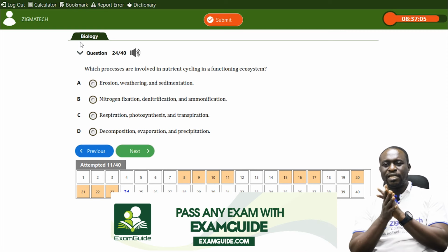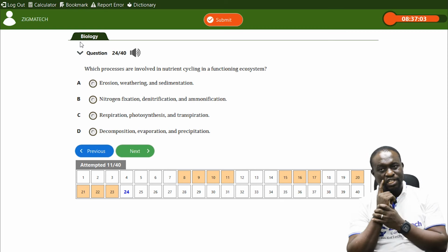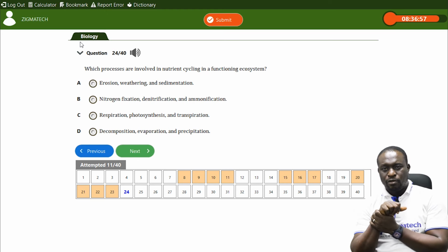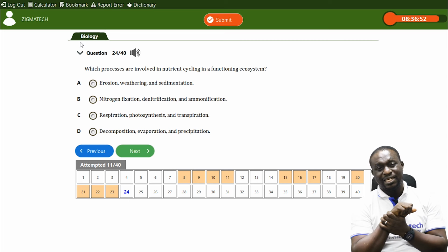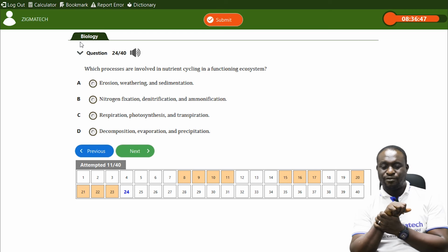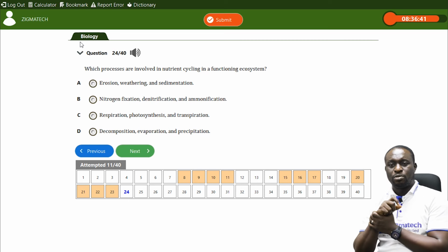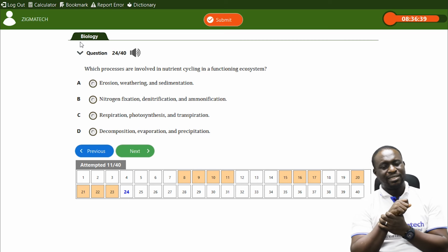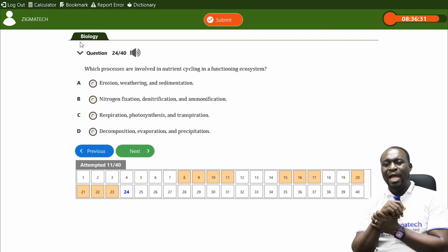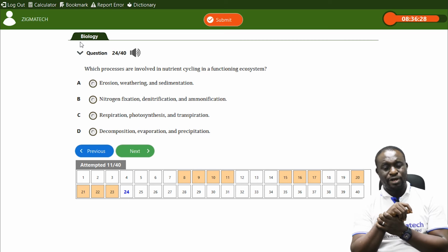Question 24. Which processes are involved in nutrient cycling in a functioning ecosystem? Remember I said that nutrient cycling entails a whole lot. We have the water cycle, the carbon cycle, the oxygen cycle, and also the nitrogen cycle. Option A says erosion, weathering, and sedimentation. No, it has nothing to do with nutrient cycling. Option B says nitrogen fixation, denitrification, and ammonification. Of course, that's the correct option.